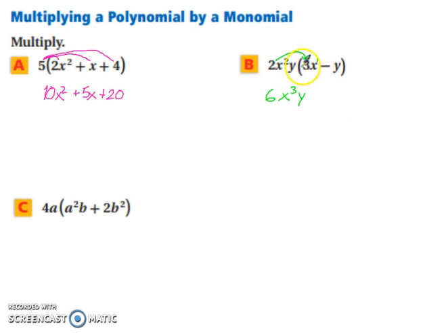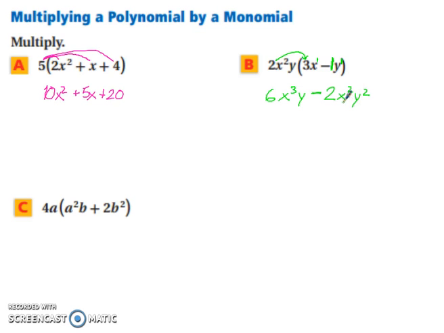Now we need the second term, so we have 2x squared y times this minus y. So it's going to be negative 2. You can think of it as having a 1 in front and 1 as an exponent. There's no other x's, so it's just x squared. And then we have y to the first and y to the first, which makes y to the second.